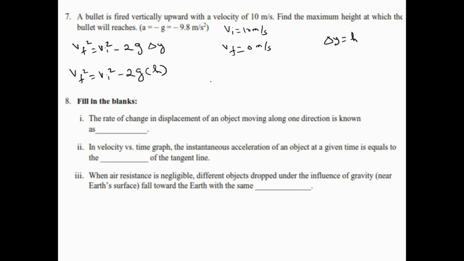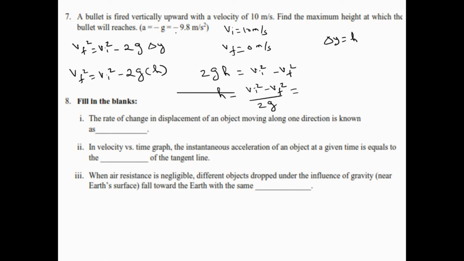So I'm going to move this minus 2GH to the left hand side, and I'm going to move this V final square to the right hand side. By that your equation becomes 2GH which is equal to V initial square minus V final square, and H is equal to V initial square minus V final square divided by 2 multiplied by G.